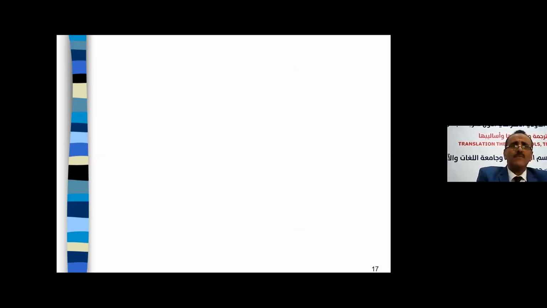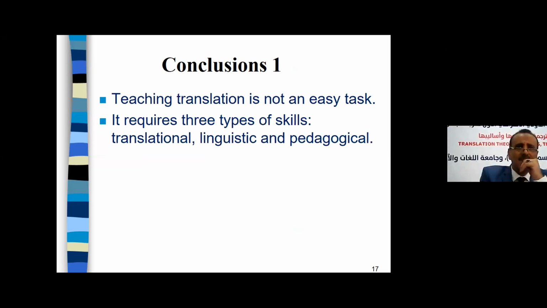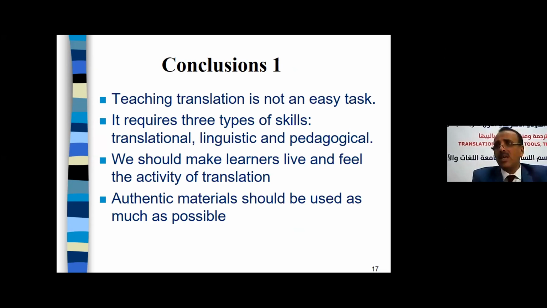So to conclude, we have some conclusions. Number one, teaching translation is not an easy task because it requires three things: translational, linguistic, and pedagogical skills. We should also make the learners live and feel the activity of translation. How do professional translators work in their daily and professional life? That should be transferred to the classroom. Authentic material should also be used as much as possible in the classroom to move the learners from the classroom atmosphere into the realities where they have lots of problems, lots of difficulties.